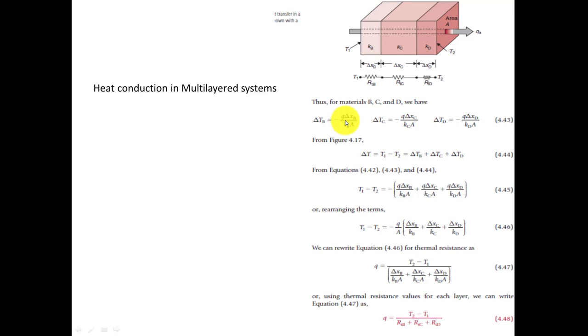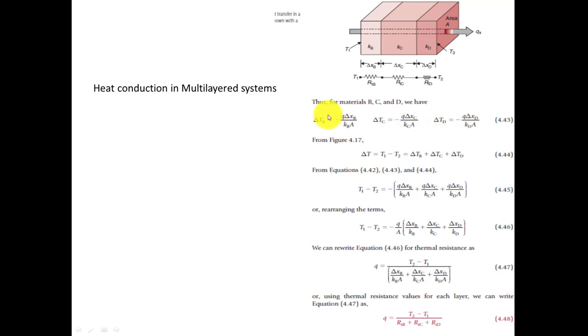Fine. And similarly, they have derived the value of delta TC. Delta TC is equal to Q into delta XC by KCA, and similarly delta TD will be equal to minus Q delta XD by KDA. I think you understand.